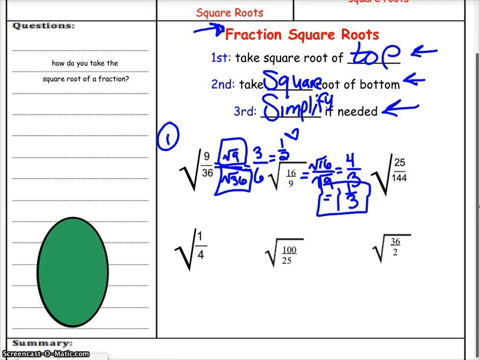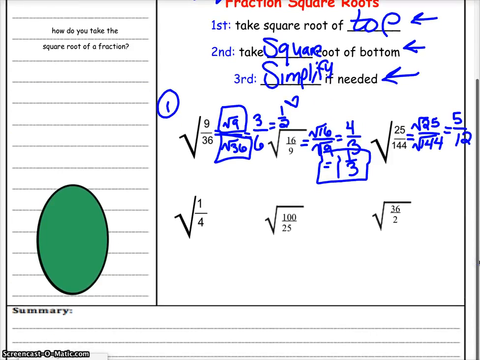3 steps. The square root of 25 over 144 is the square root of the top over the square root of the bottom, which is 5/12. Simplify if you can. We don't need to simplify 5/12 because it's already simplified.